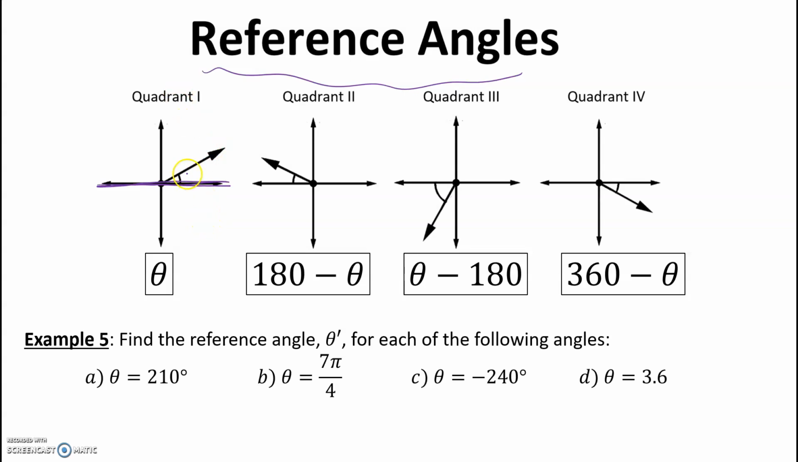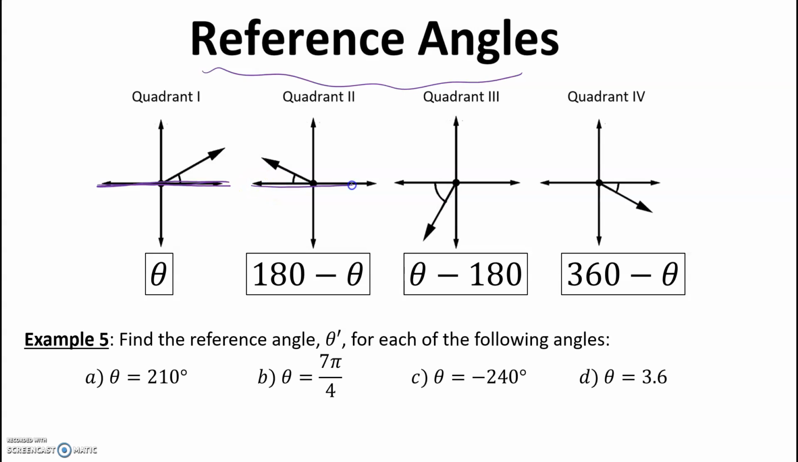So if you're in quadrant one, whatever your angle is, like let's say it was 30 degrees, that's in quadrant one, that is your reference angle. So in quadrant one, it is whatever your angle is. And that's radians or degrees, okay, if you're in quadrant one.